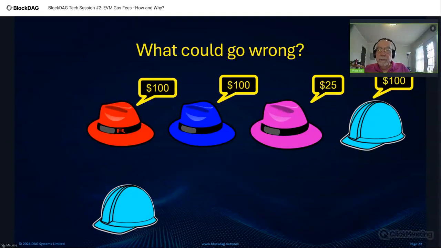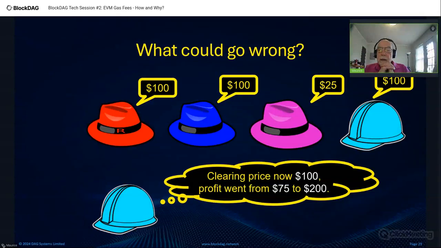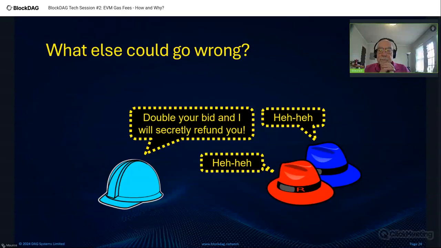Now, the effect of this bid is that the clearing price jumps to 100. The miner collects 100 from the red client, 100 from the blue client. It doesn't collect anything from the fake bidder because that's all the same pot of money. But the profit for the miner went from $75 to $200, which is more than double. So there's a strong temptation to make fake bids, even with the second price auction.